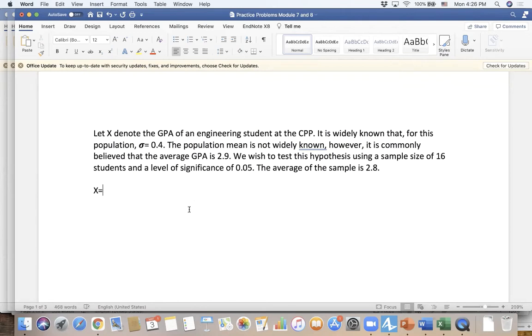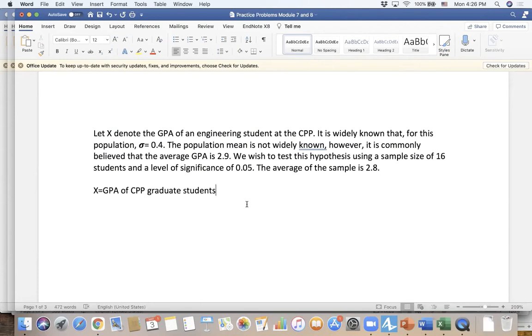Okay, first tell me, what is the random variable of interest? GPA of engineering students. GPA of CPP. Okay, that's great. For this random variable, what am I trying to test? Is it something related to the average of this random variable or a proportion related to this random variable? The average.